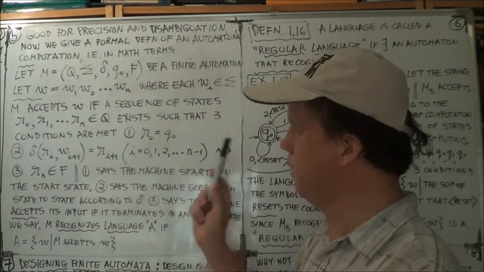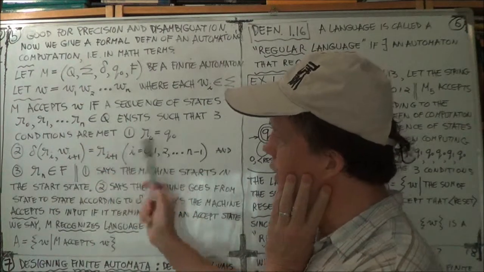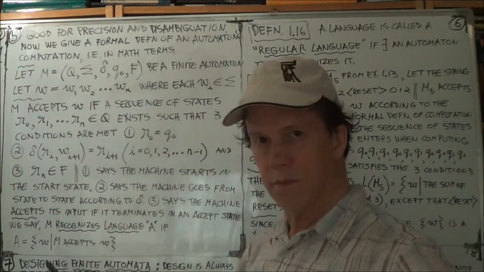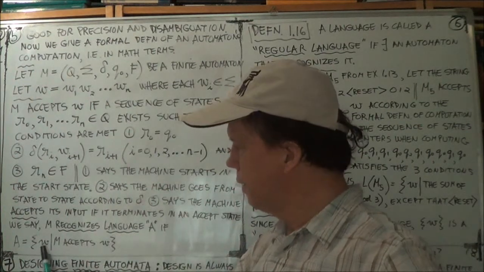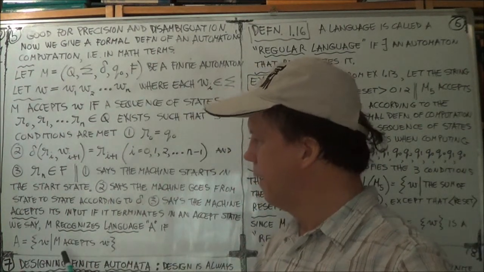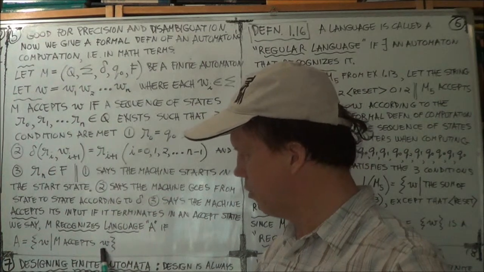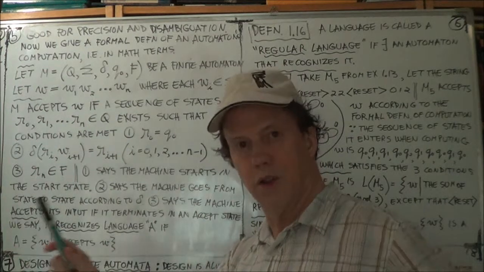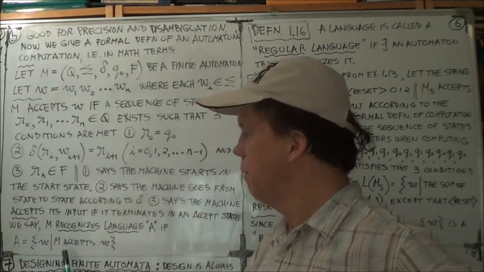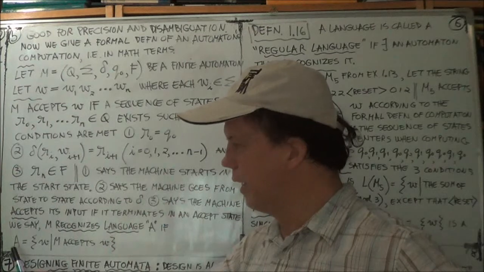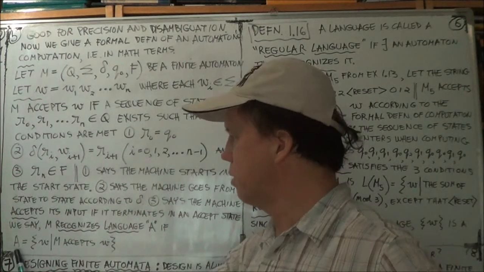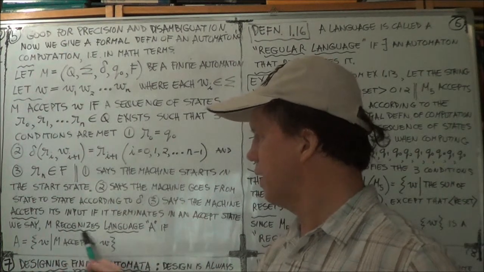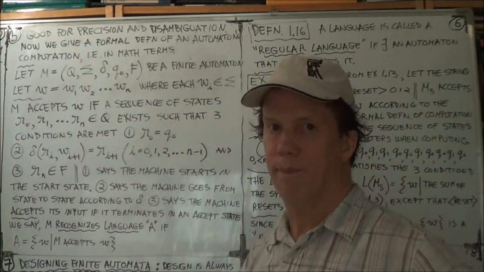So the strings that are accepted by this machine, call those strings W. So the set of W are those strings that are accepted by this machine. So all the strings that are accepted by this machine, put them in a set, call that set a language. Okay? And that language, call it A, that's the language that is recognized by machine M.